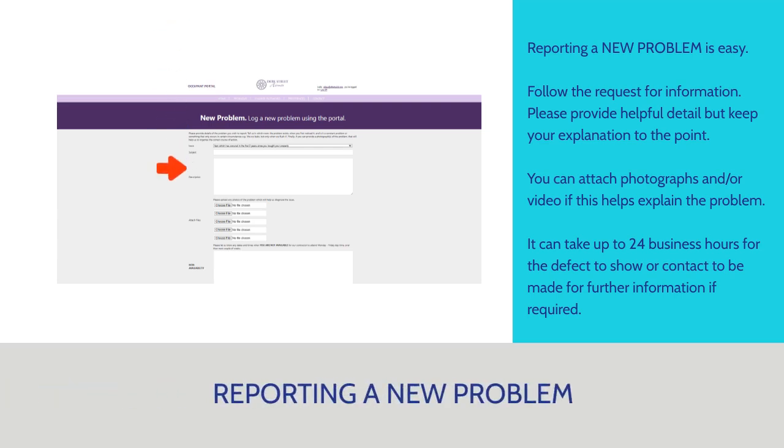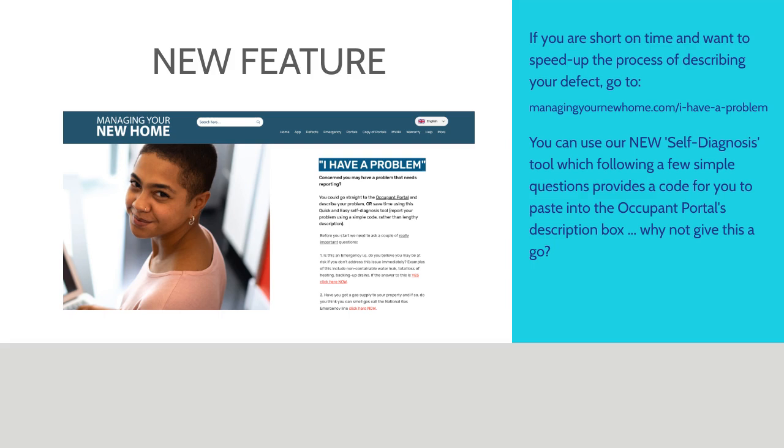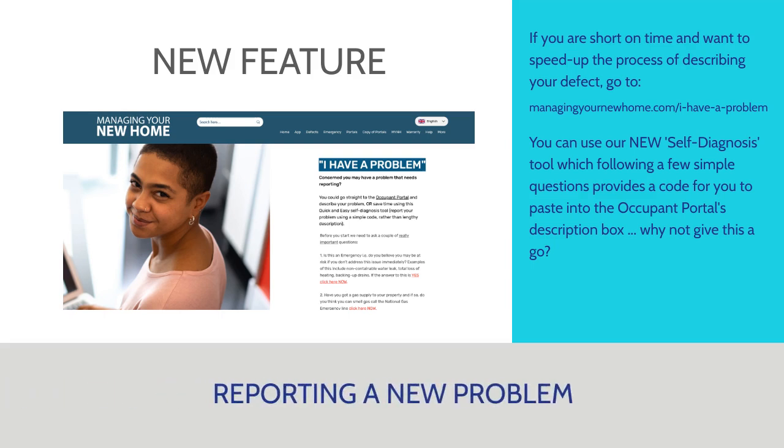Reporting a new problem is easy. Follow the request for information. Please provide helpful detail, but keep your explanation to the point. You can attach photographs and/or video if this helps explain the problem. It can take up to 24 business hours for the defect to show, or contact to be made for further information, if required.